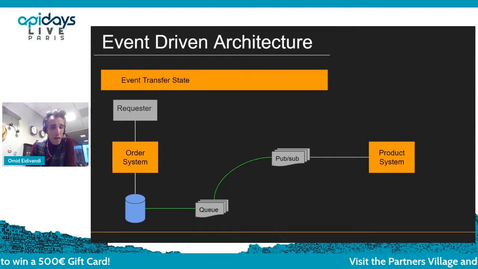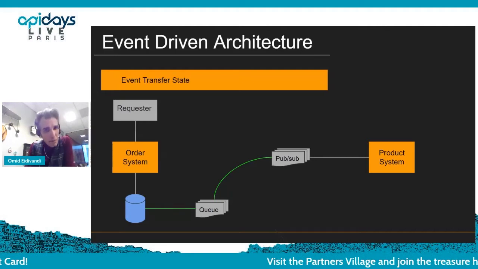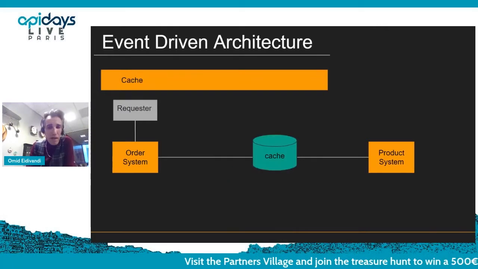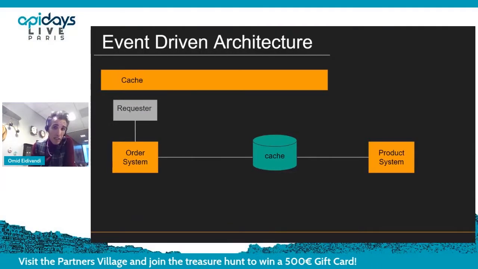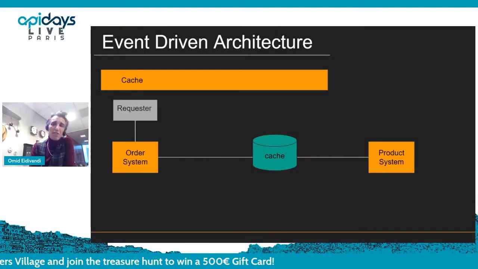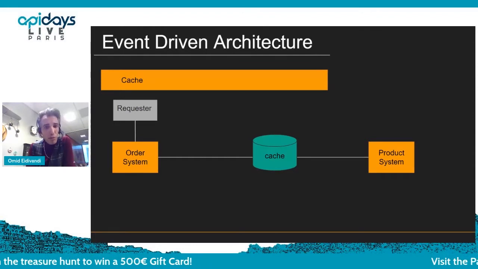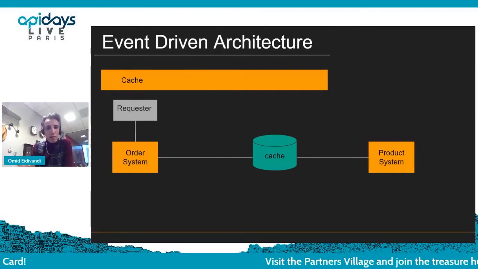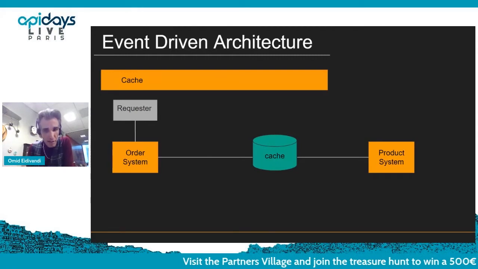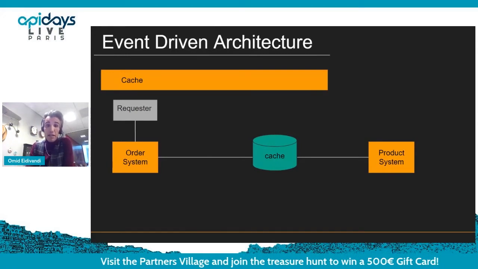It's my preference. And the next, a simpler one, the cache system. Simply make a cache available between your two systems. The cache system is not going to remove all your problems, but in about 80% or 90% of cases, it can help you.